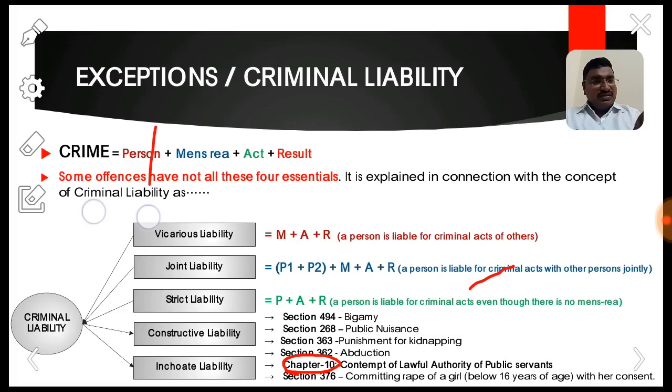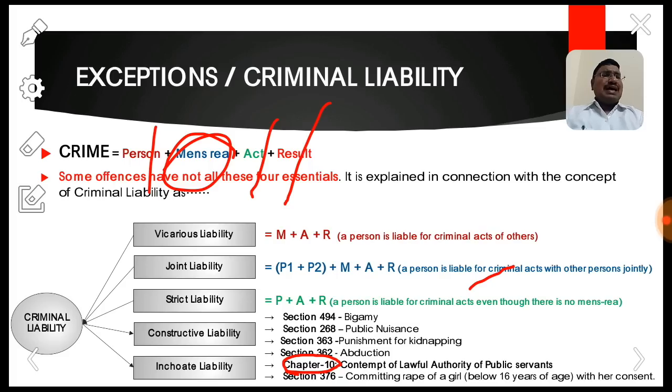There is some person, there is some act, there is some intended result, but he has no mens rea. He doesn't know about the orders passed by the court. However, the court strictly fixes the liability on him. Hence it is known as strict liability. The mens rea is absent, but the person, act and result are present. It is an exception for the basic elements of crime.